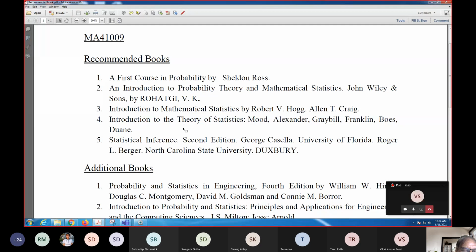Part is very good, basically testing of hypothesis and estimation theory. Actually, these two topics are a very vast area. The statistical inference, and in our department we usually offer an elective course on statistical inference. So those who will be interested in going into the depth, you may opt for this maybe in the second year, fourth semester.